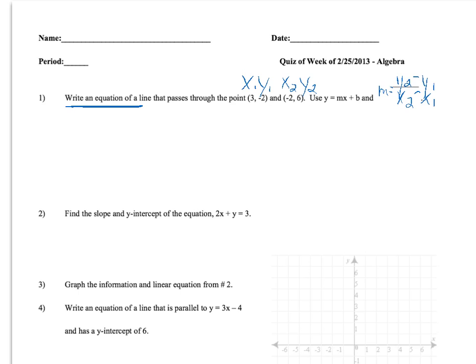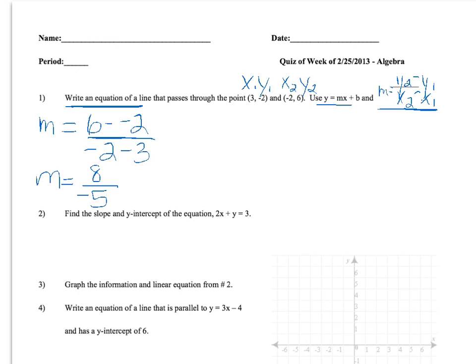So to write an equation of a line, we are going to use both of these formulas. And we start off with m equals 6 minus a negative 2 over negative 2 minus 3, which gives us a slope of 8 over negative 5. And we're going to pick one of these points, and for this particular example, I'm just going to pick the first point. And I have y equals mx plus b.